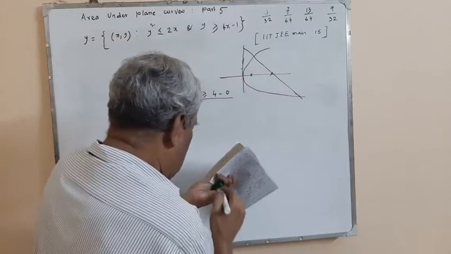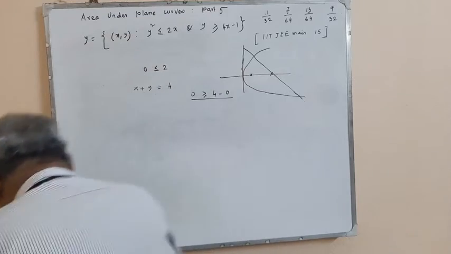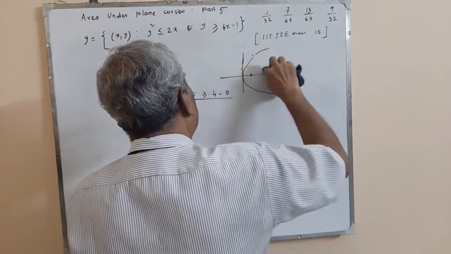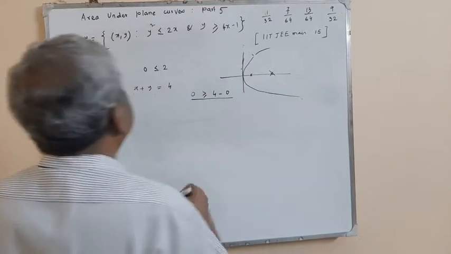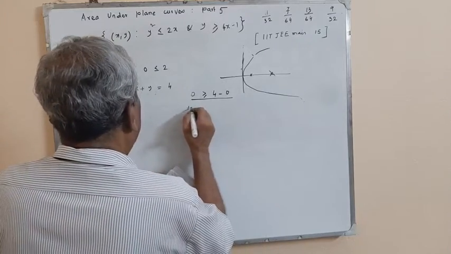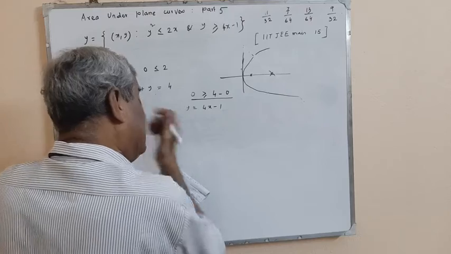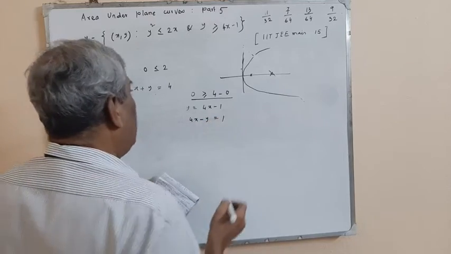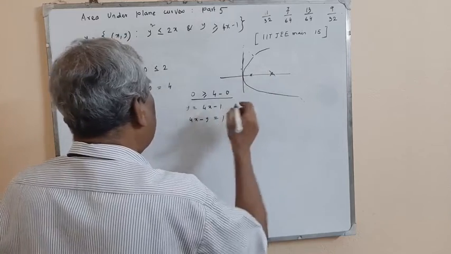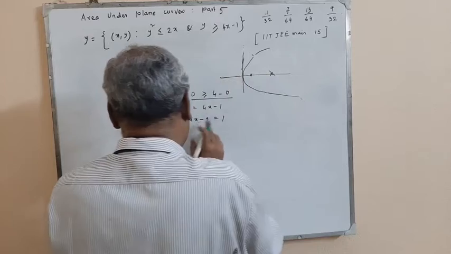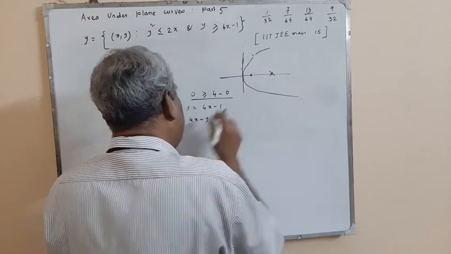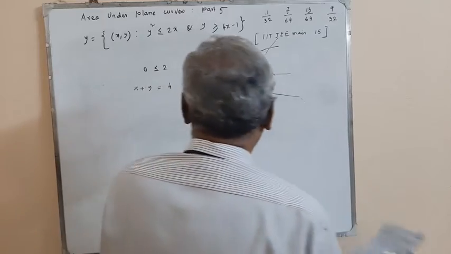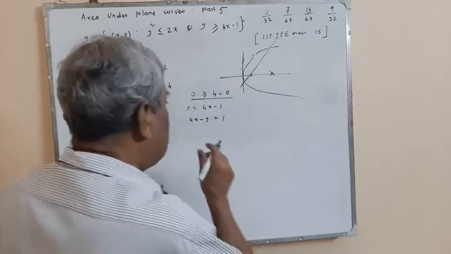Then the straight line, this straight line is y equal to 4x minus 1, so it can be written as 4x minus y is equal to 1. So x by 1 by 4 plus y by minus 1. So this is the straight line.